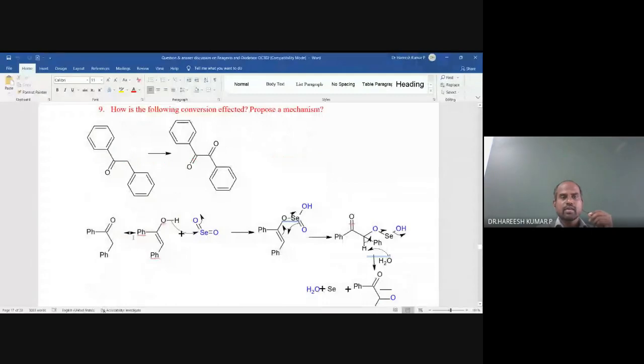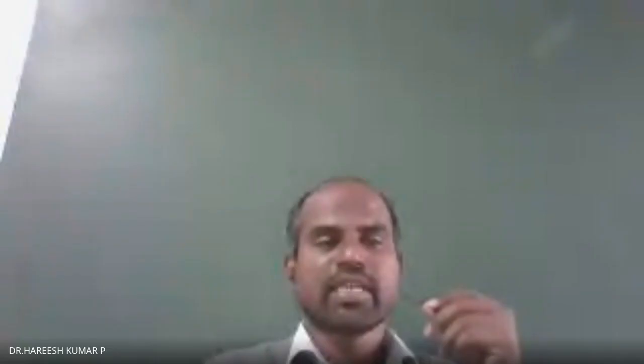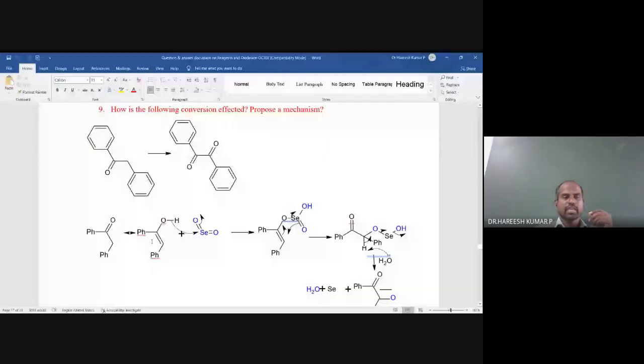You know that this is called benzyl phenyl ketone. Benzyl phenyl ketone will be in keto-enol tautomerism. This is the keto form and this will be the enol form. Afterwards, there will be a new bond formation between this bond and the selenium. So it will form an intermediate like this.